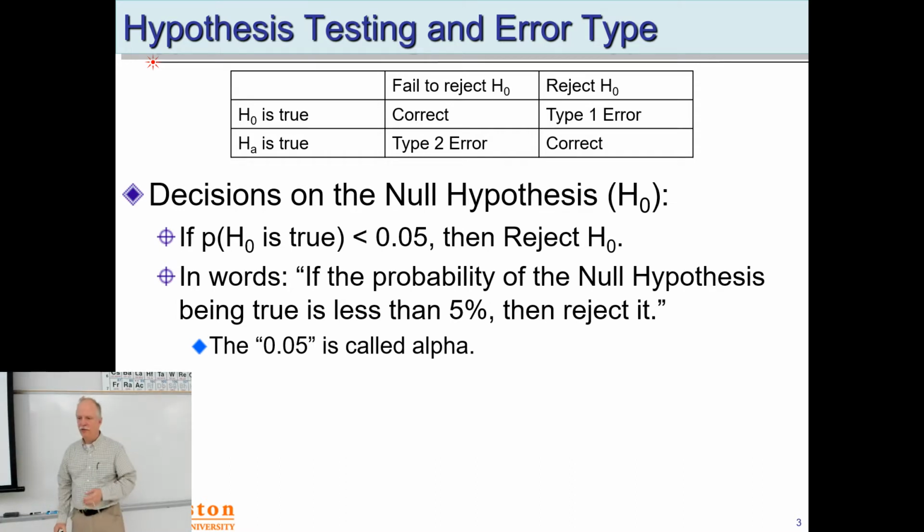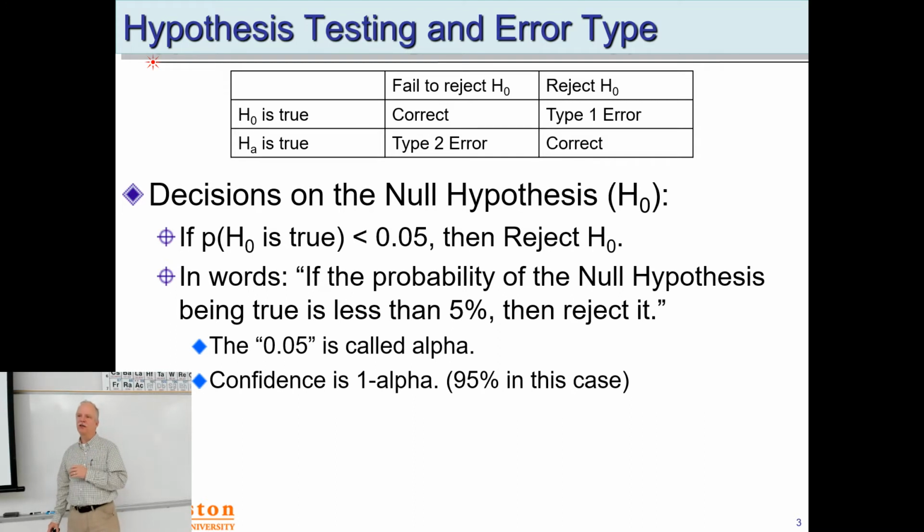You might hear about confidence. Well, 1 minus alpha is your confidence. So if alpha is 0.05, then you're operating at 95% confidence.